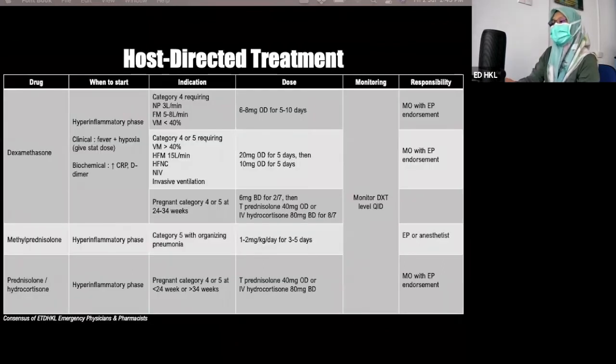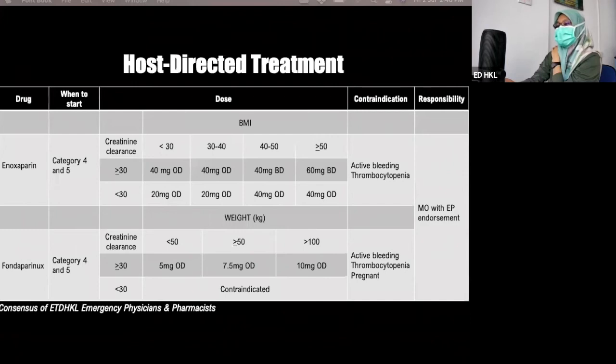Okay. DEXA, yes, you give for all cat 4, cat 5. And pregnant, you may use prednisolone or hydrocort. You boleh refer yang ni, kita akan edarkan. Methylprednisolone for organizing pneumonia. This is an EP and NS punya item. Okay. Clexane. Yeah.